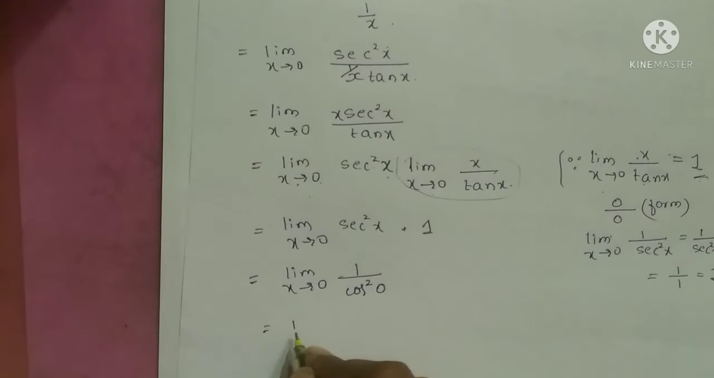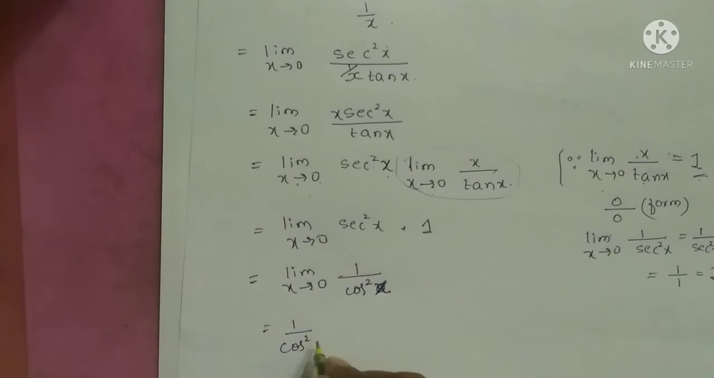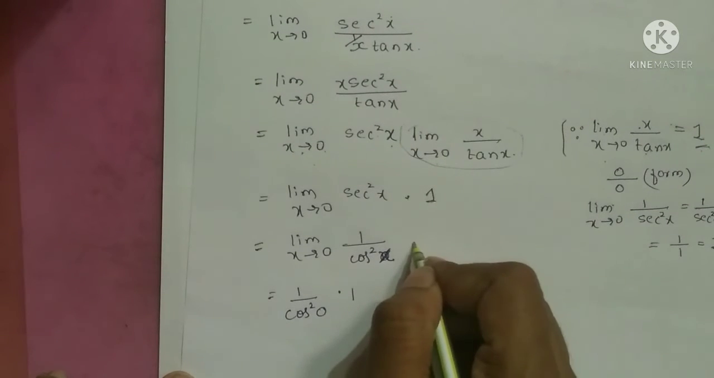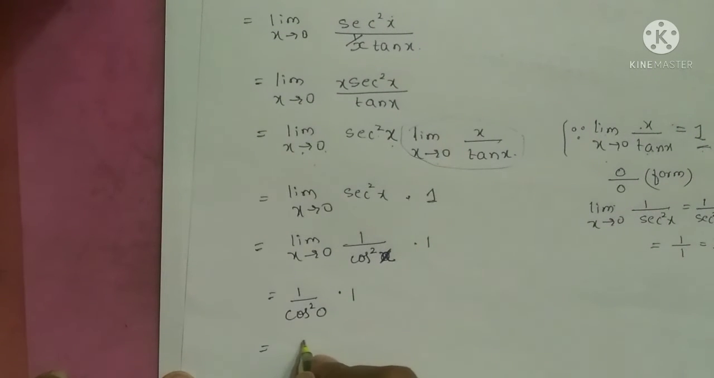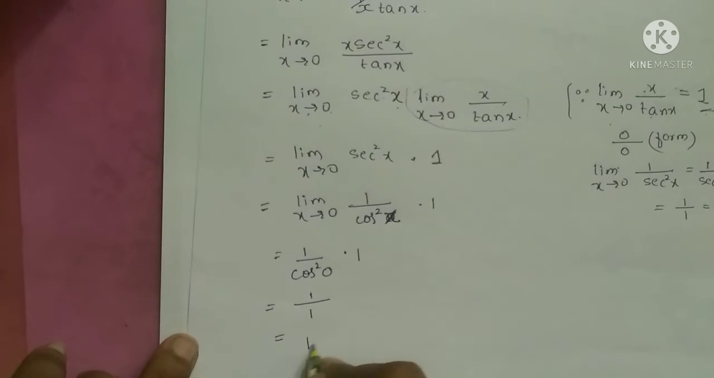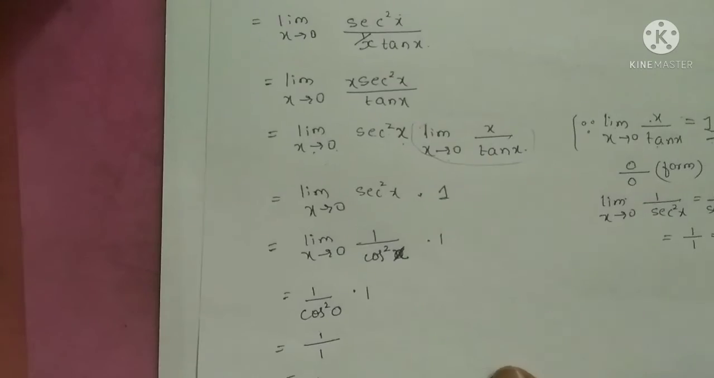So 1 by cos square x, 1 by cos square 0, 1 by cos square 0 into 1. Cos 0 value is 1. So your answer is 1 here. So next, let's solve one more problem based on this.